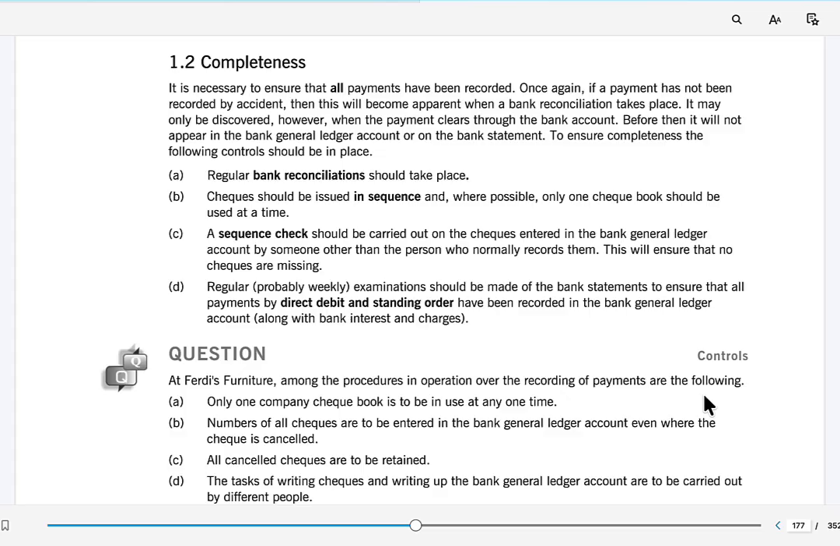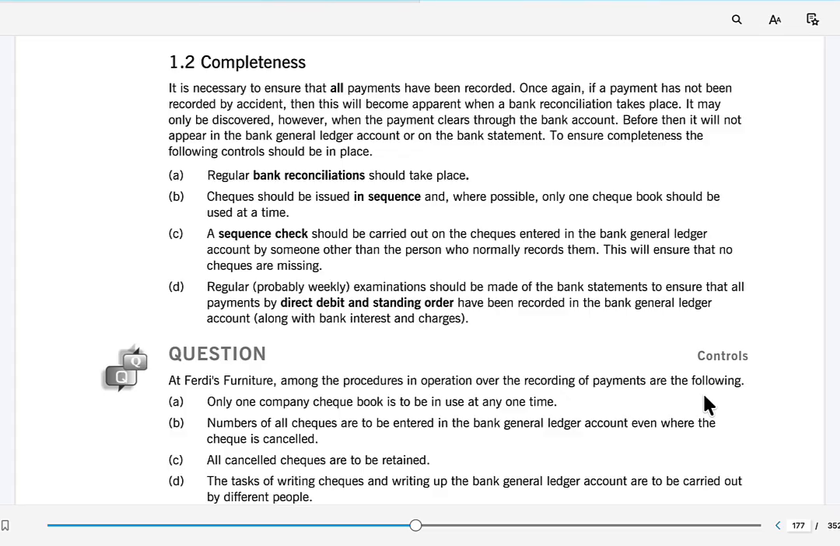Problem 5. Bank reconciliation becomes difficult. Because reconciliation depends on matching book entries with the bank statement. Missing entries create differences that waste time. So completeness is not a small issue. It is a very serious issue.